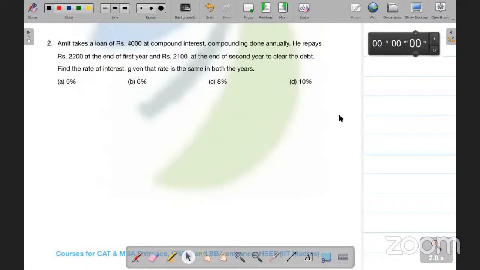Okay, anybody who has the answer? Okay, I can see Subodh has answered 6 questions.